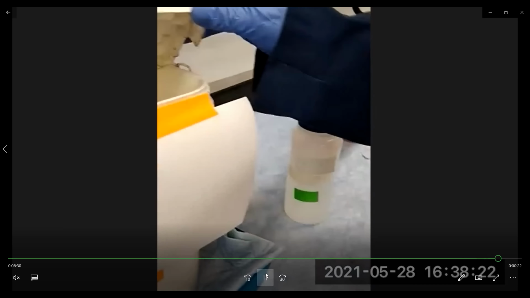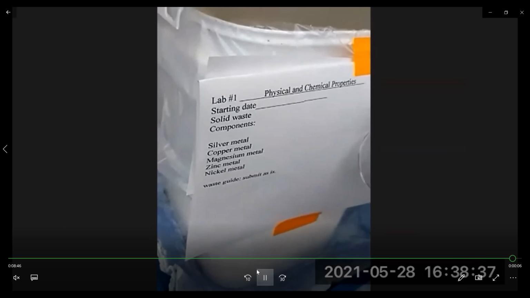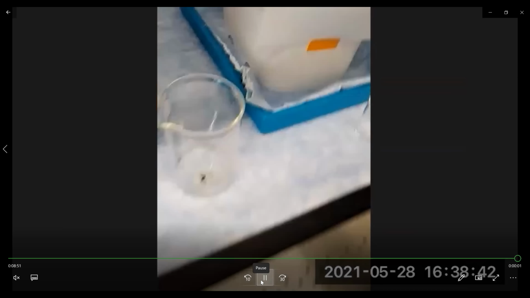And then with the metal pieces, they go into the solid waste container. So this is where the solids get disposed of. It's kind of like a small chemical trash bag. Solid waste. So the white container is for the solid waste. The glass bottle is for the aqueous waste. So that concludes part 2, the chemical properties of experiment 1, methods of inquiry and measurement.